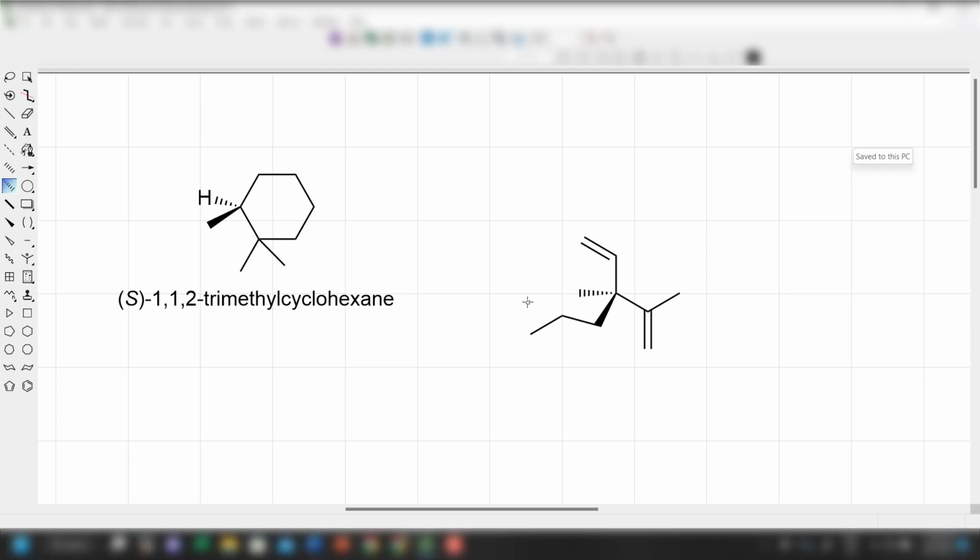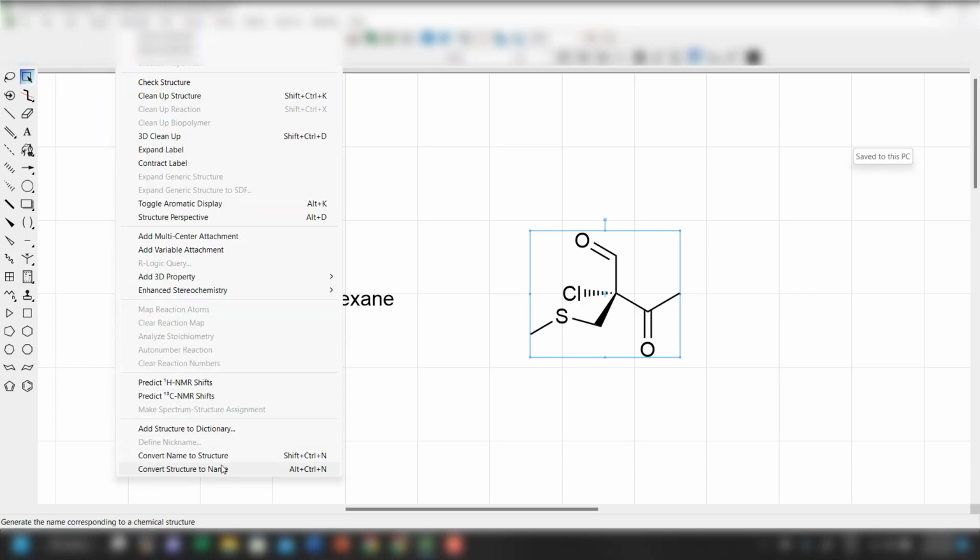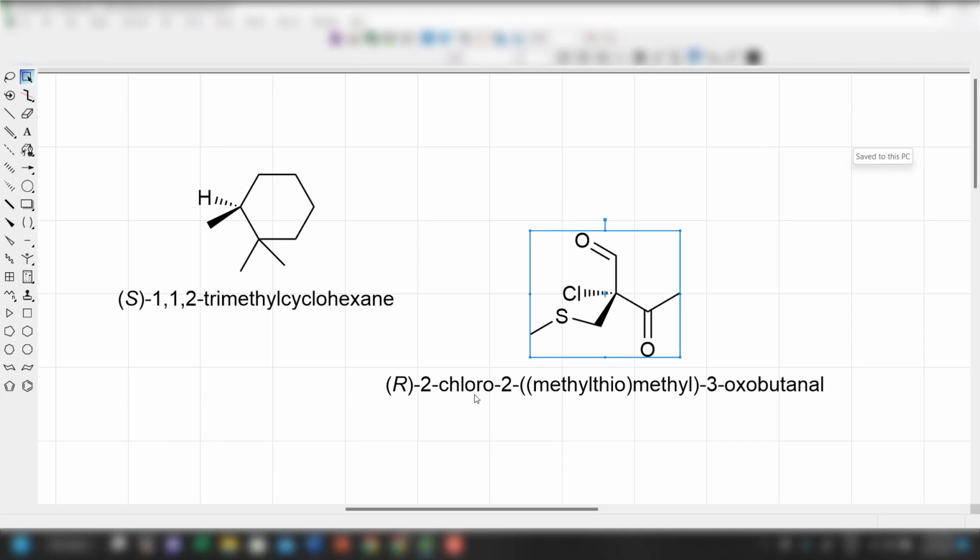Okay, so I'm just going to input the group, so this is a chlorine. Okay, and then I have a sulfur over here, and then of course, not to forget, I have oxygen here, and here. Okay, so I'm just going to highlight this, and then convert structure to name, and then indeed this is the R configuration.